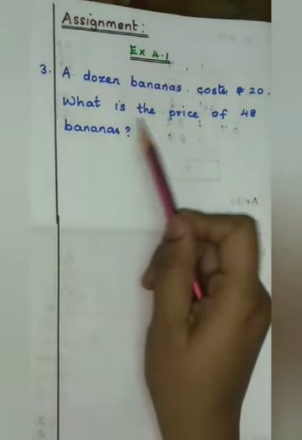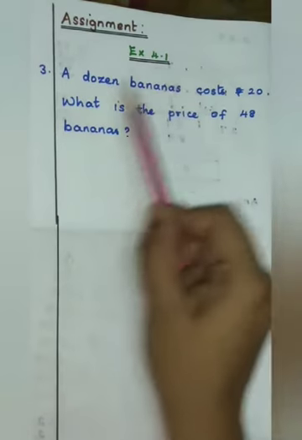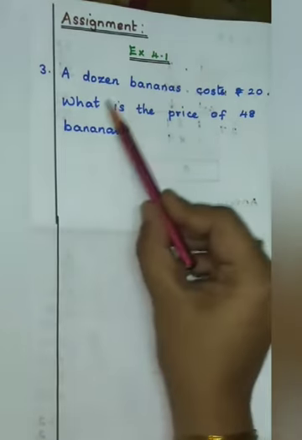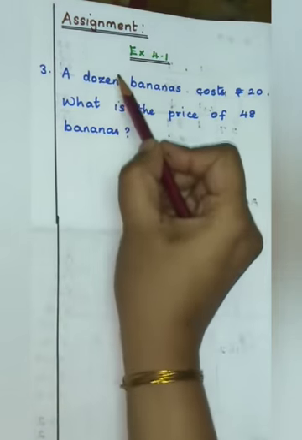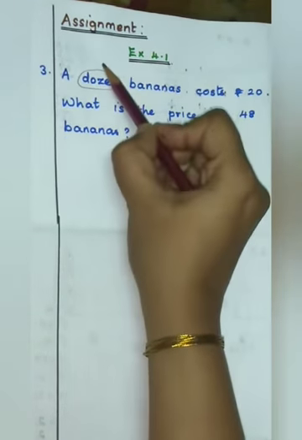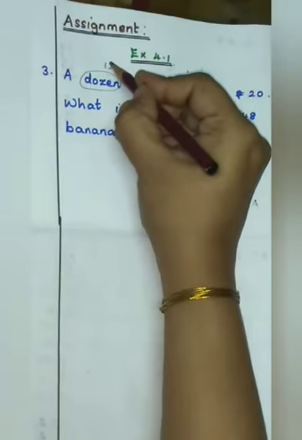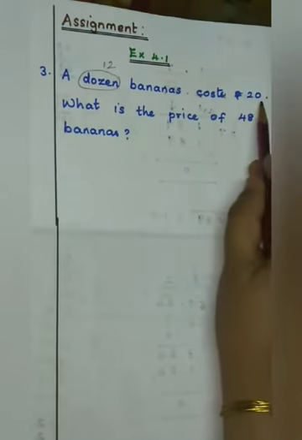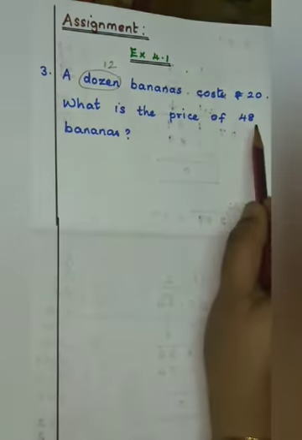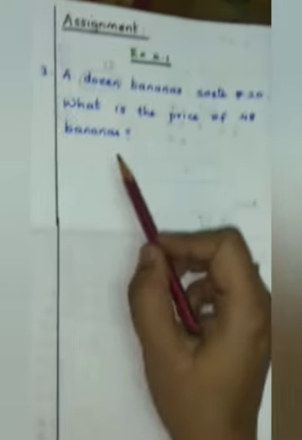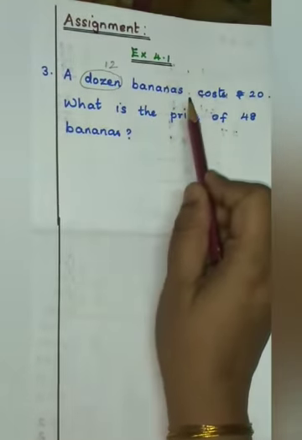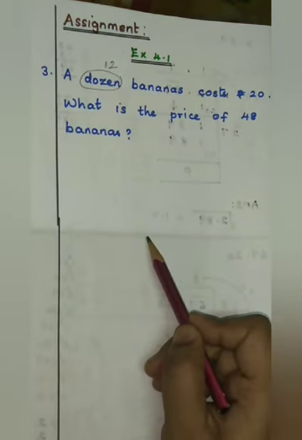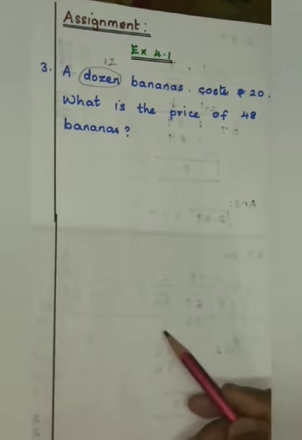Similar problem I have given you as homework. Exercise 4.1 third problem. A dozen bananas. Dozen means you know that it is 12. So 12 bananas cost rupees 20. What's the price of 48 bananas? You draw the tabular column. What will you write there? Number of bananas and cost of bananas. Then find the answer. Thank you.